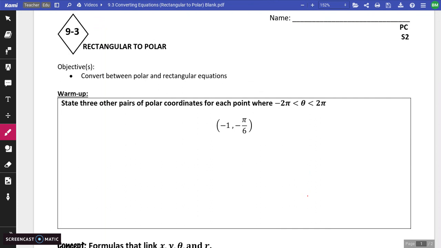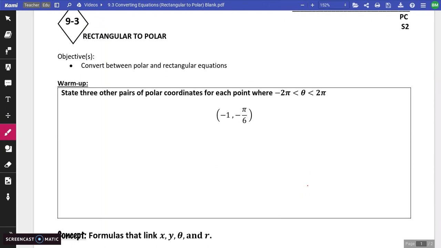I'll get you started here, and then I'll have you finish the warm-up on your own. So here we're going to state three other pairs of polar coordinates. So this is our point right here. Remember, polar is r, theta, and it's asking for the other 3 points to still be between negative 2 pi and positive 2 pi. So basically just on the unit circle.